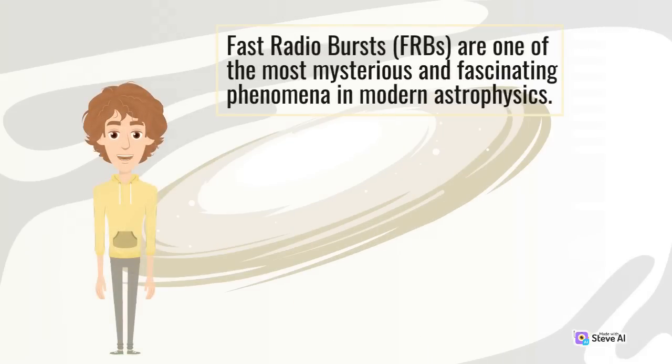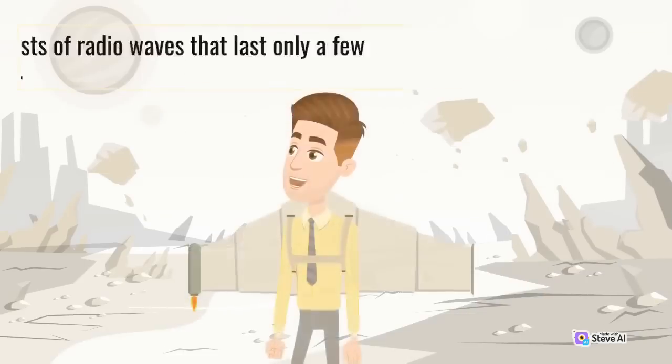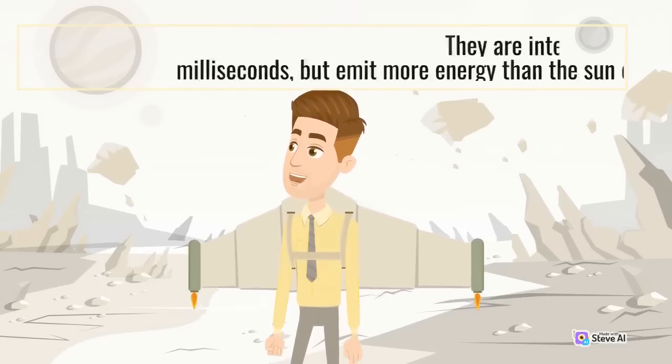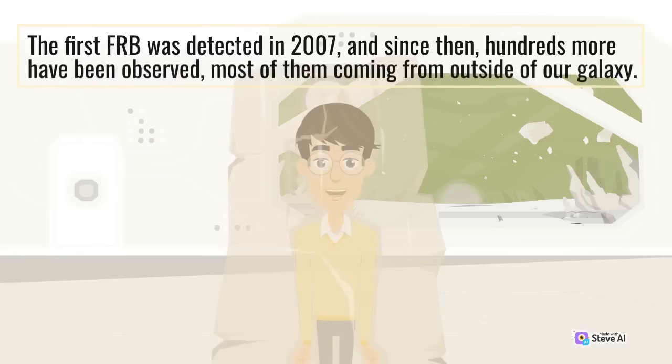Fast radio bursts, FRBs, are one of the most mysterious and fascinating phenomena in modern astrophysics. They are intense bursts of radio waves that last only a few milliseconds, but emit more energy than the sun does in a month. The first FRB was detected in 2007, and since then, hundreds more have been observed, most of them coming from outside of our galaxy.